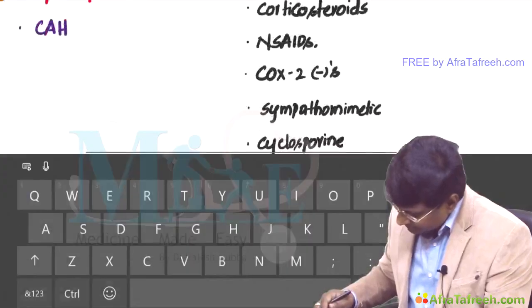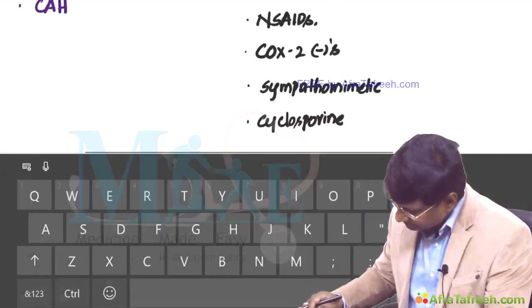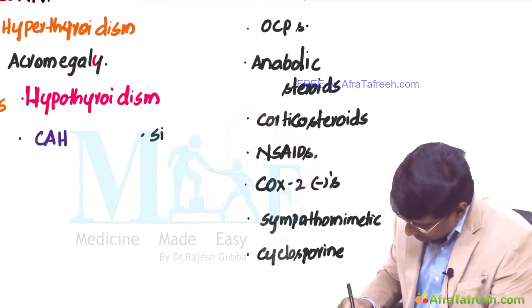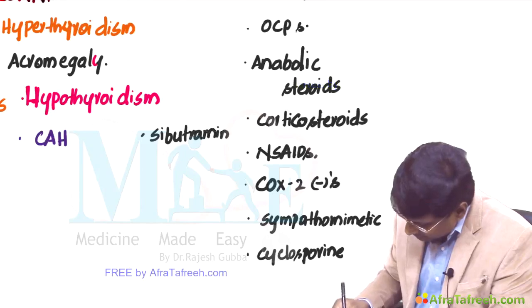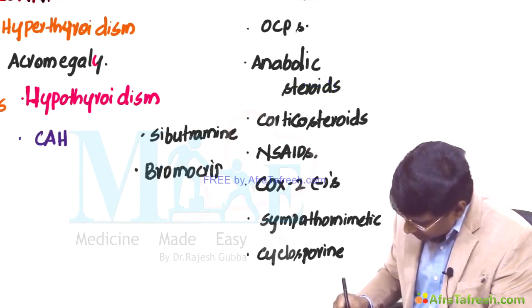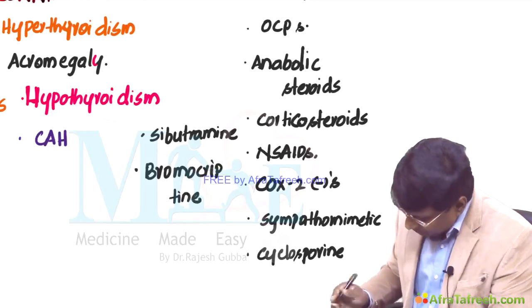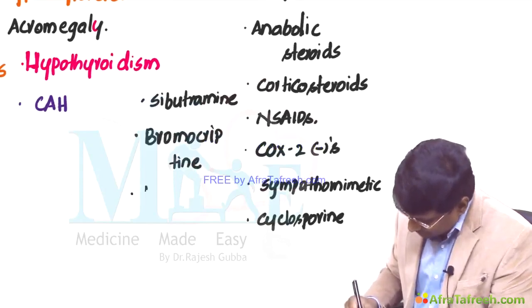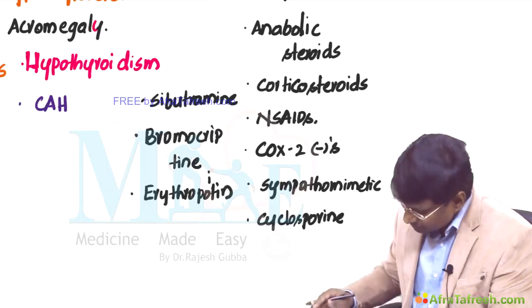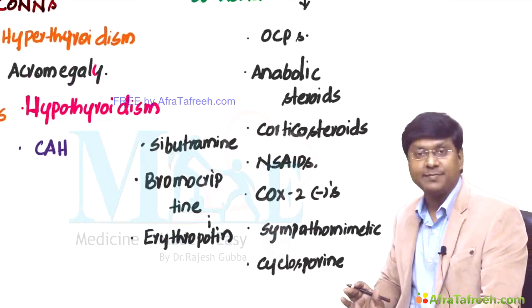And apart from these anti-neoplastic drugs, the other drugs include sibutramine, bromocriptine, which is a drug given in patients with prolactinoma. And next is erythropoietin, which we give in patients with chronic renal failure. So, these are all the drugs which can cause hypertension.